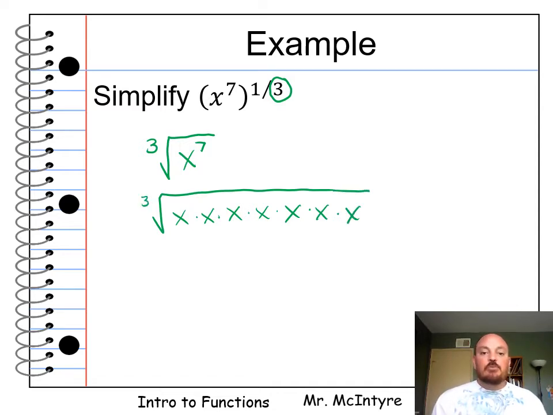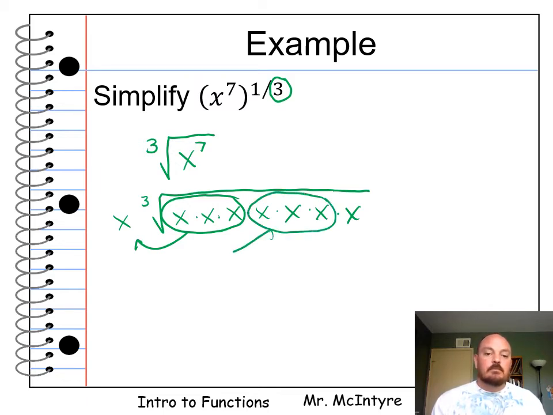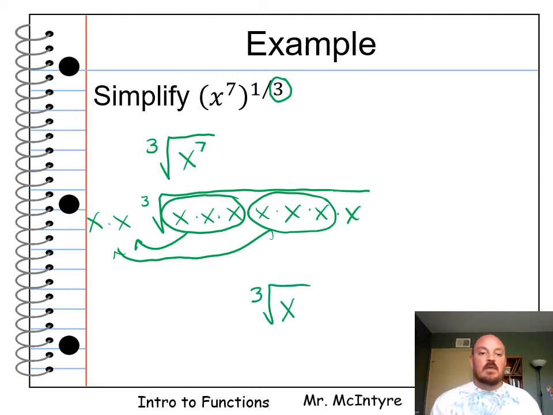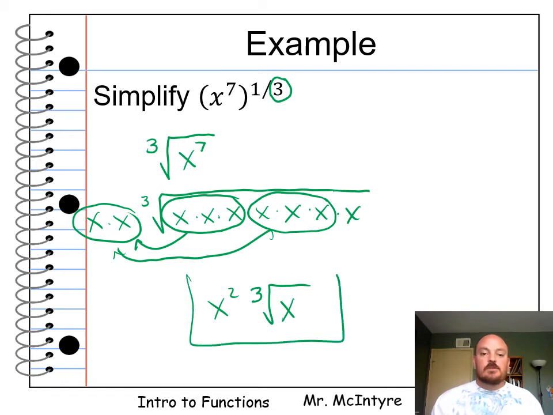Now if I'm doing a cube root, then every 3 x's can be brought out to turn into 1, because the cube root of x cubed is just x. And here's 3 more. Now I have 1 left over, so I'm going to leave that one. Whatever's left over stays in the radical, and what I brought out front, x times x, is x squared. So there's your final answer.